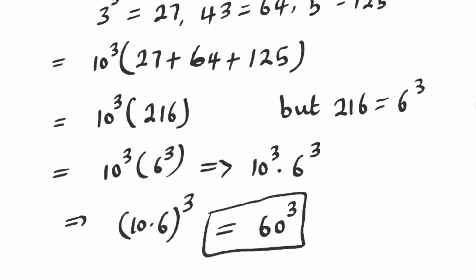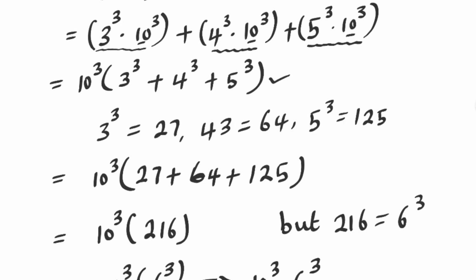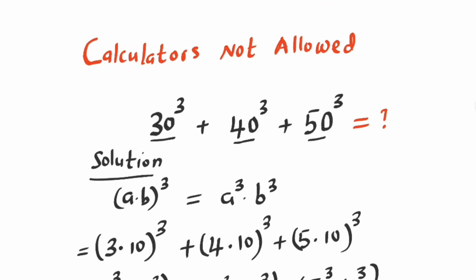I hope you enjoy. Therefore, 30 raised to power 3 plus 40 raised to power 3 plus 50 raised to power 3 here is equal to 60 raised to power 3.